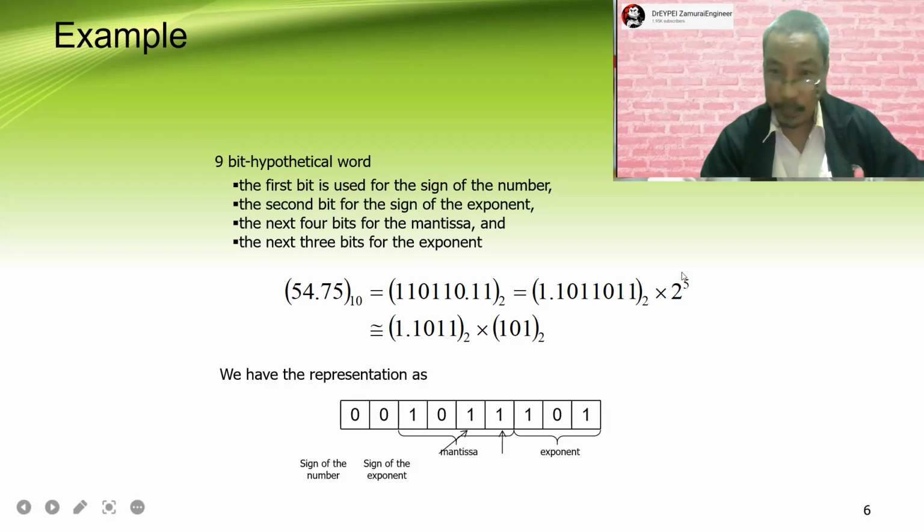The exponent is 5. That is positive. That's why it is 0 in the sign of the exponent. And the number itself is positive. That's why it is 0 in the first digit of the number. So the final answer is 0, 0, 1, 0, 1, 1, 1, 0, 1. Okay. So after converting this, you have to convert the 5. 5 is what? 101. If you convert 5 into binary, that is 101.